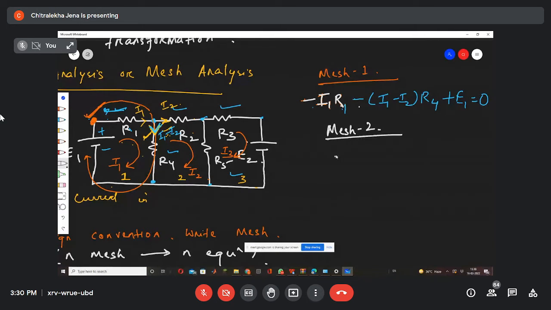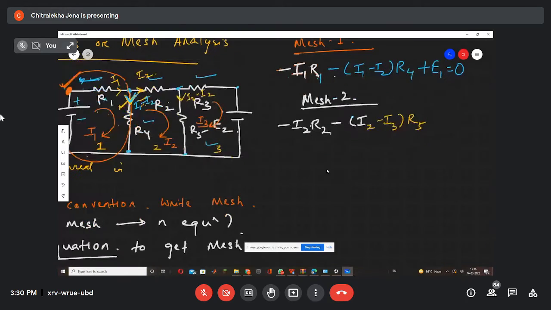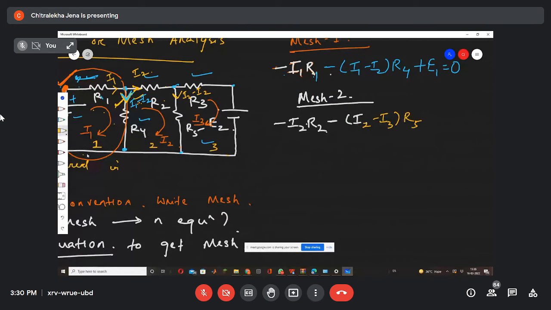Mesh 2, tell me what is the equation? Minus I2 into R2. Then? Minus. Minus I2, how much? What will be the current here? This is I2 minus I3. Minus I2 minus I3 into R5. Then tell me, then. Quick, tell.